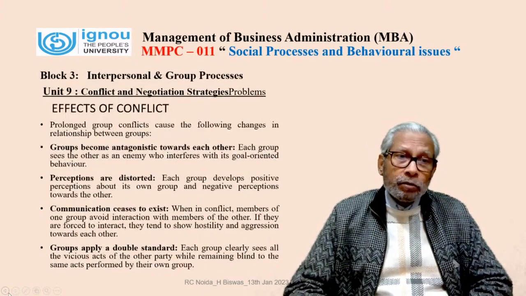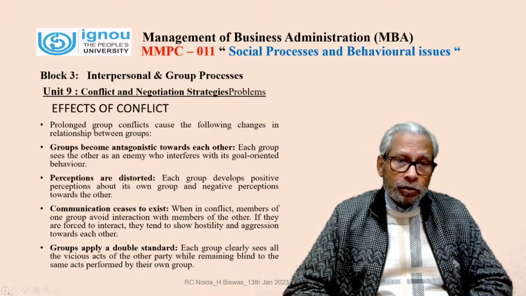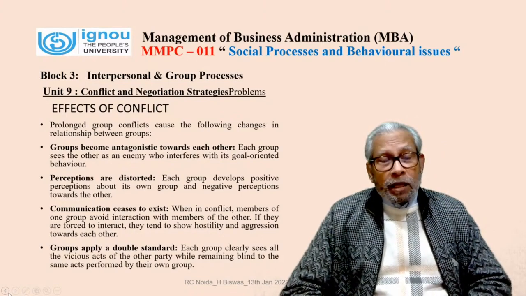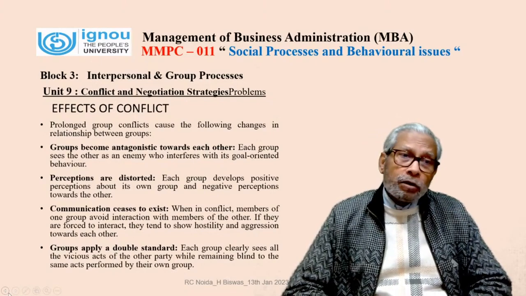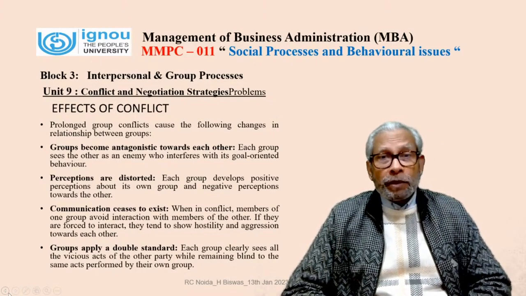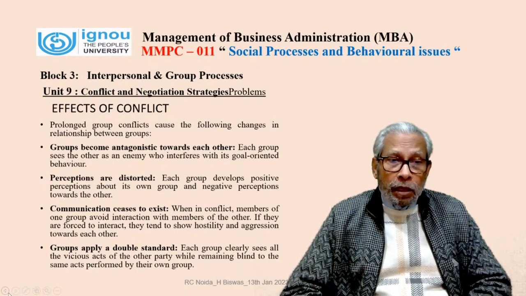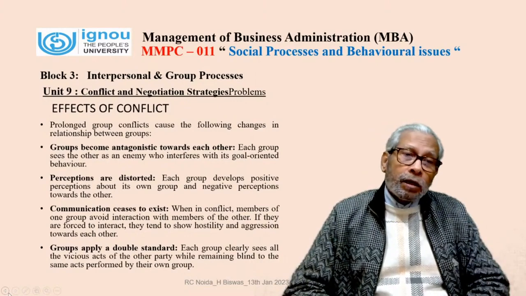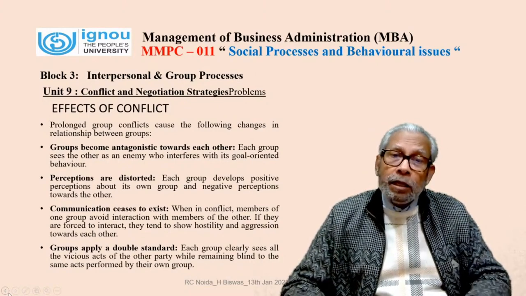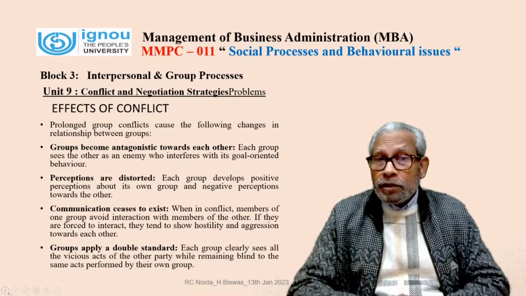The effect of prolonged group conflict causes the following changes in the relationship between groups. Now, another thing is there. If the conflict is prolonged, if the conflict is going on for a long time, what will happen? Groups become antagonistic towards each other. The groups will not see each other as before. They will be enemies. Now another aspect is here.